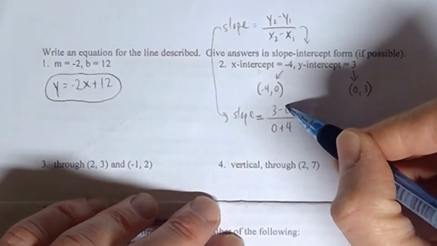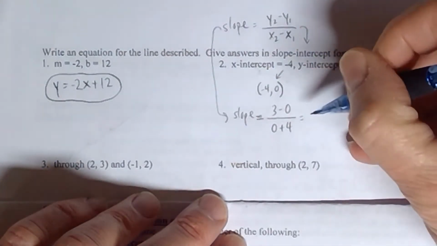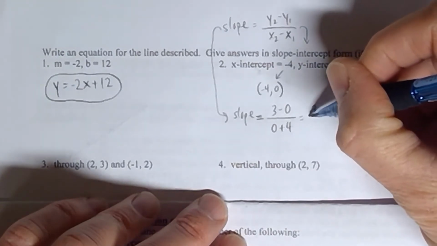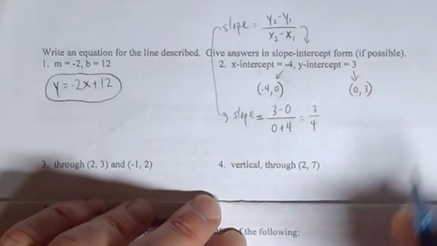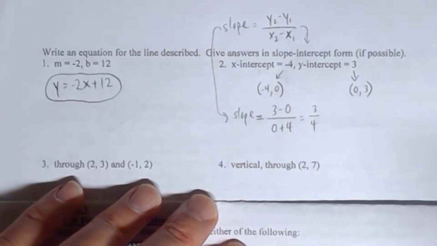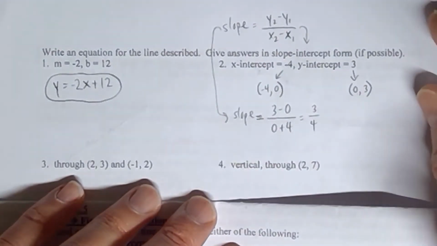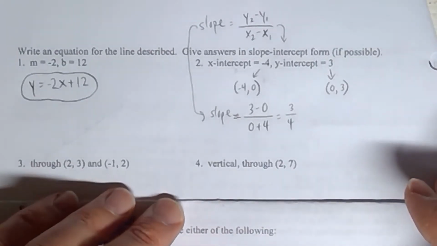What is all this equal to? Well, we have to figure out what the top and bottom are equal to first, and then try to reduce the fraction if we can. And we get 3/4, which does not reduce, and so there is your slope. It is positive 3/4.